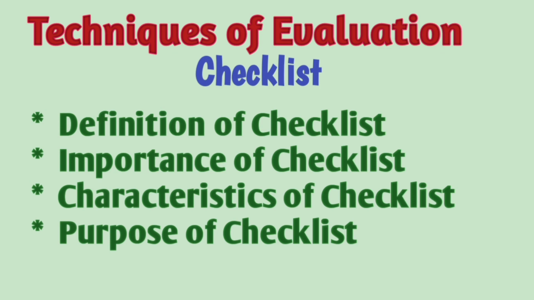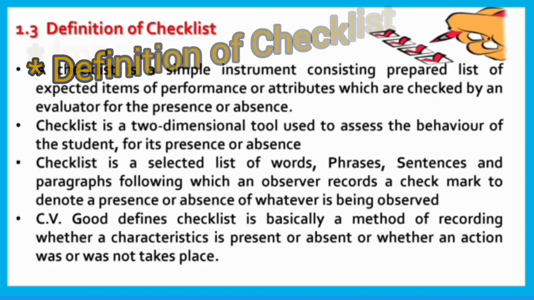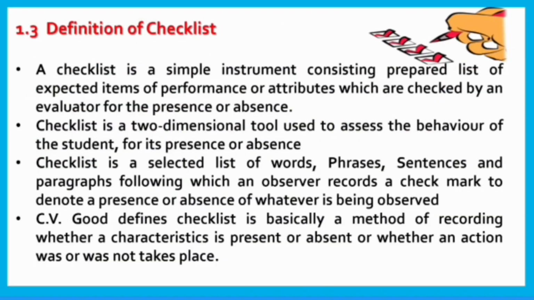Today we are all going to discuss the definition of checklist. A checklist is a simple instrument consisting of a prepared list of expected items of performance or attributes which are checked by an evaluator for the presence or absence. Checklist is a two-dimensional tool used to assess behavior of the student for its presence or absence.